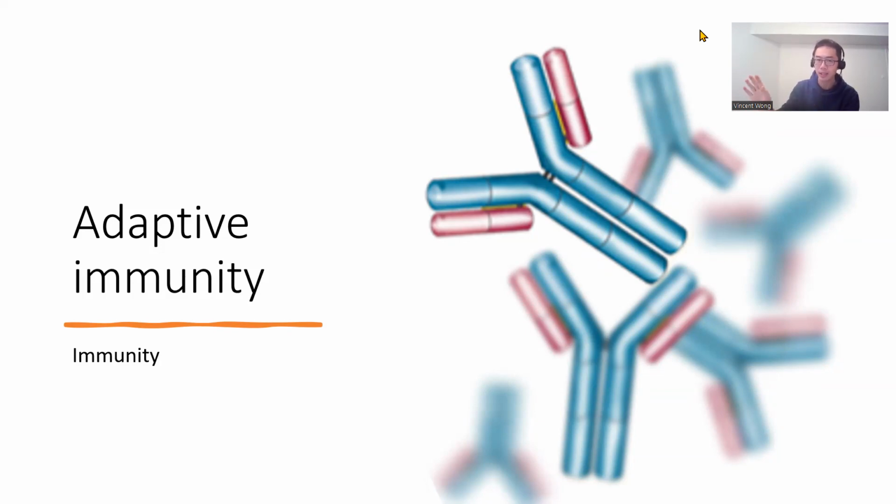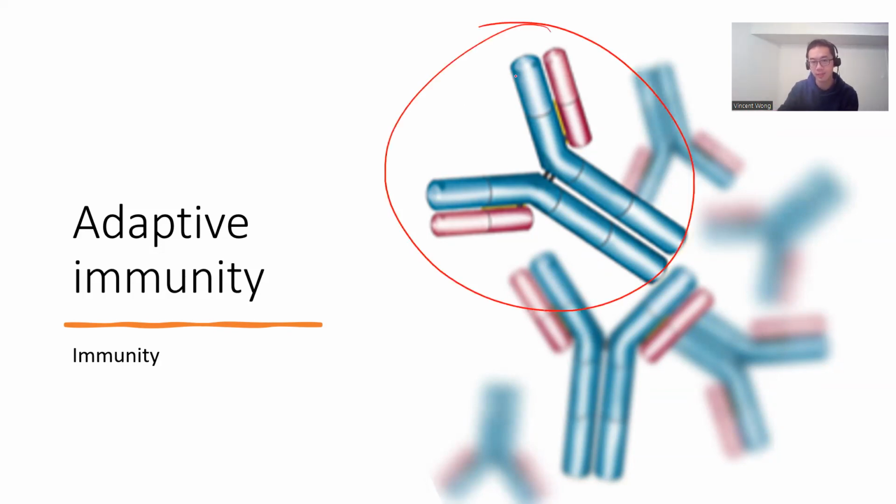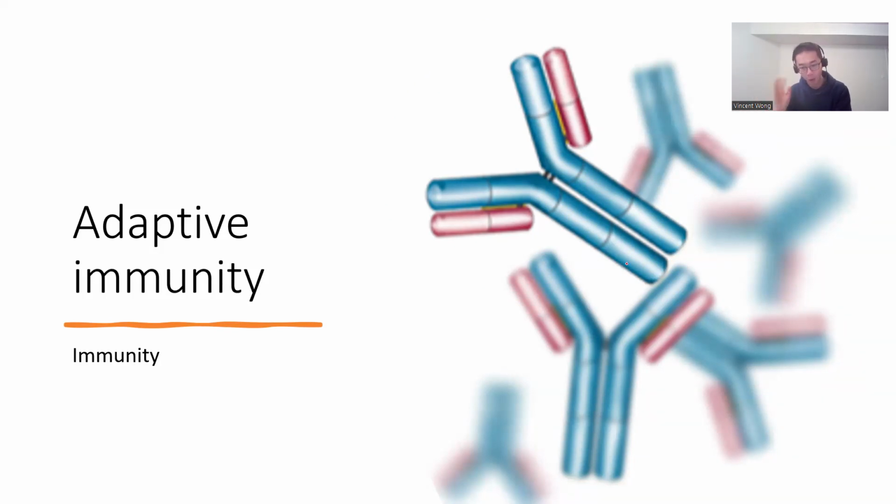The whole point of adaptive immunity, as you will see, is to make antibodies. These Y-shaped things are antibodies. The antibodies are the ultimate weapon of the body when it comes to fighting pathogens. If the antibodies don't work, then there's nothing else your body can do. You have to rely on medication to help get rid of the pathogens. So the whole point of adaptive immunity is to make antibodies.